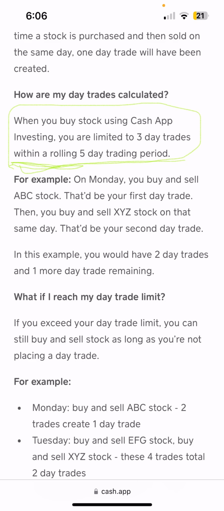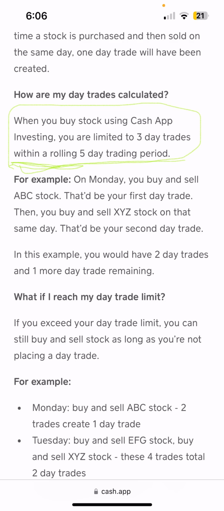Boom. So here is the Cash App website. This information was straight from that website, and I circled in green the rule that applies on Cash App when we day trade. When you buy stock using Cash App investing, you are limited to 3 day trades within a rolling 5-day period. So if it's a Monday and I buy a stock and I day trade it, so I buy when it's low and I sell when it's high, on Monday, and I do that 3 times back to back to back, or spread it out.